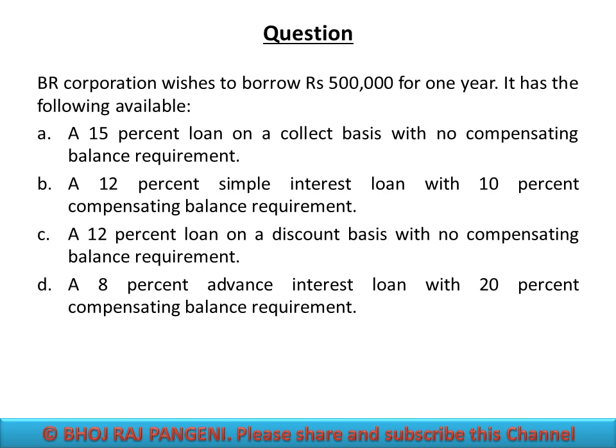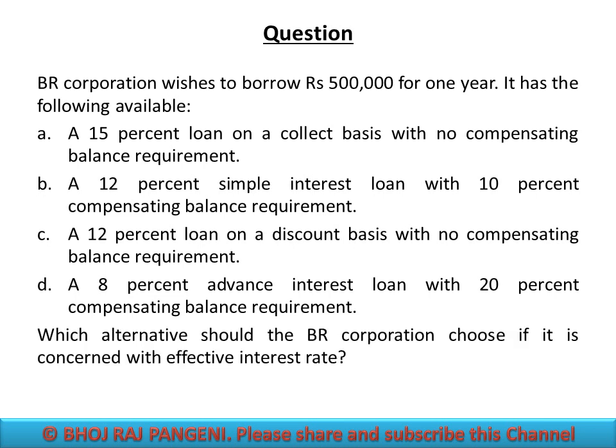And C and D are the discount basis loans, advance loans. One has a compensating balance and another doesn't have a compensating balance. So which alternative would BR Corporation choose? Okay, if it is concerned with effective interest rate, you have to calculate the effective interest rate.